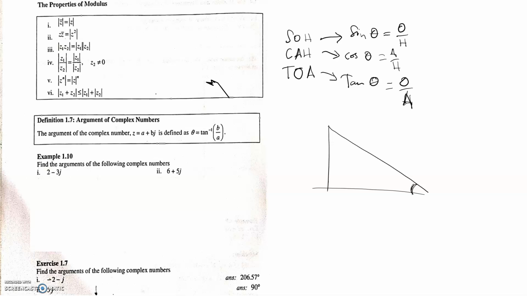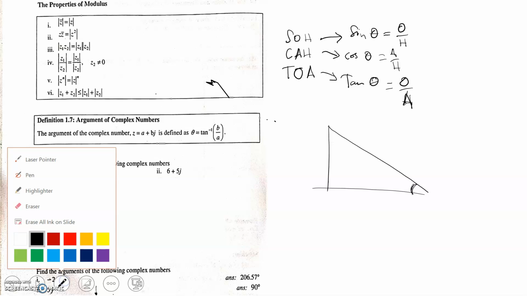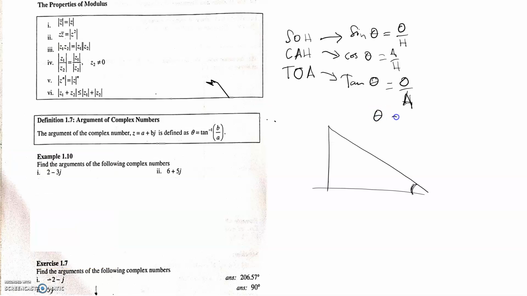So to find theta, our argument now, we are using this one. We want to find theta, so we bring tan to the right hand side, hence theta equals tan inverse of opposite over adjacent.